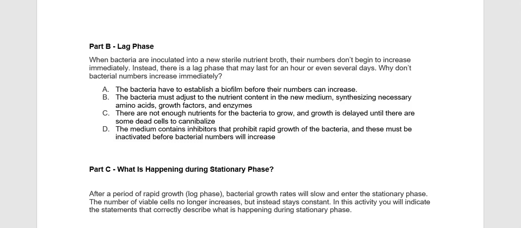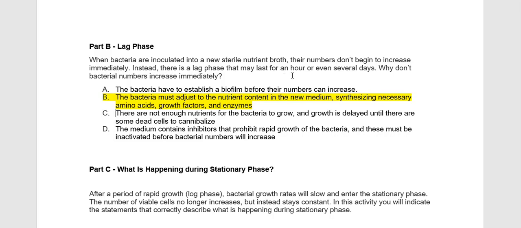So, if there are specific types of enzymes that need to be manufactured or different amino acids or growth factors, all of those have to be made first in order for the cells to utilize the nutrients that are in that media. So the best answer we have here would be letter B. The microorganisms have to adjust to the content in the new media, making necessary amino acids, growth factors, or enzymes.